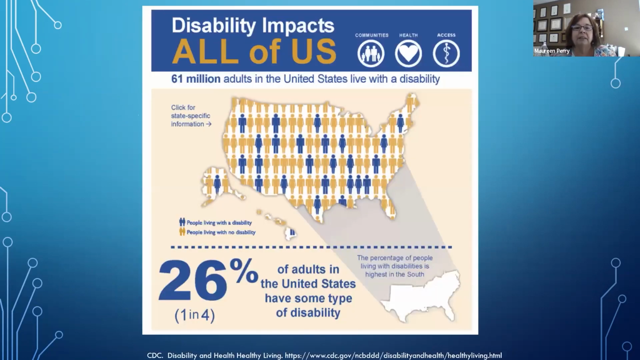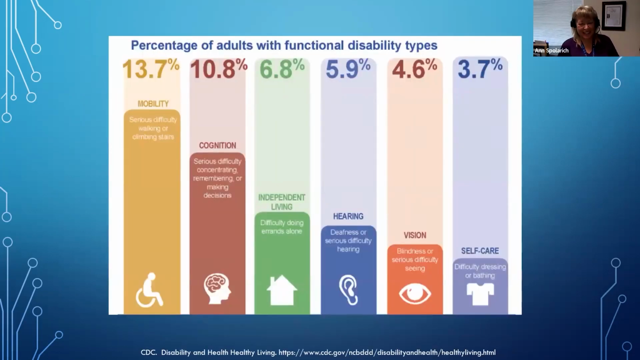And disability impacts every one of us. There are 61 million adults in the United States with a disability. And so that's like 1 in 4. So if you think about it, we have like 20 people signed up here. So you're looking at 5 of us with disabilities. I can sign up right for that right now. Got my own, right? Percentage of adults with functional disability types.